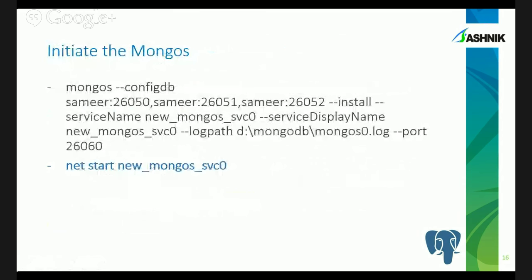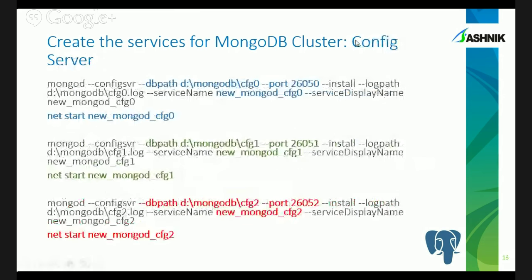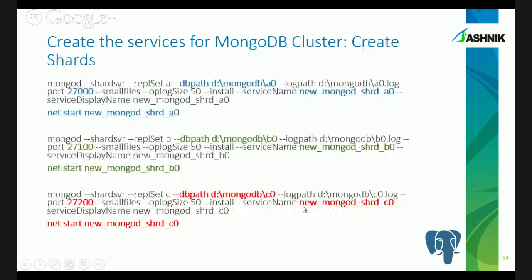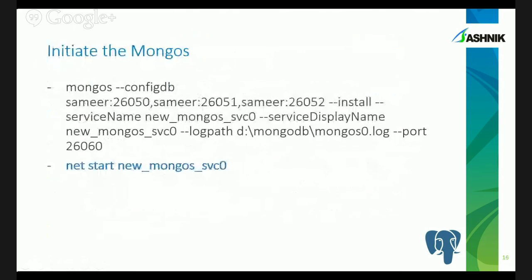The next step was to create a mongos service. This mongos service would contain information about all my config servers. So if you notice, I had created config servers on 26050, 26051, 26052. As you see on this slide, I'm providing information about each of those config servers, and then I'm starting this mongos service.